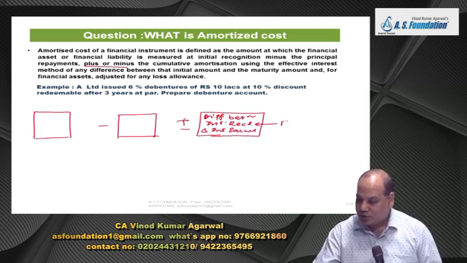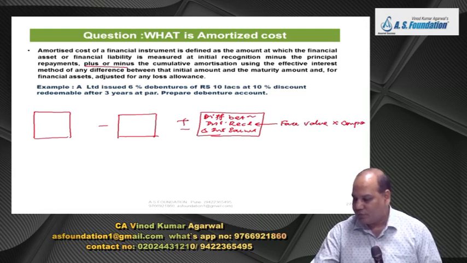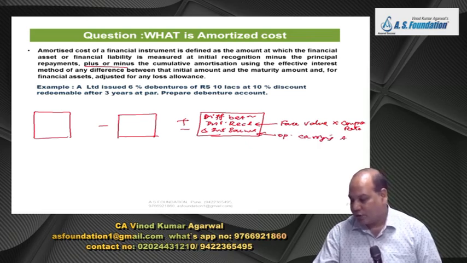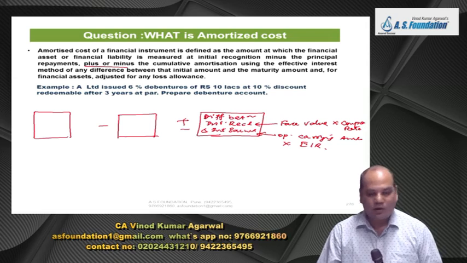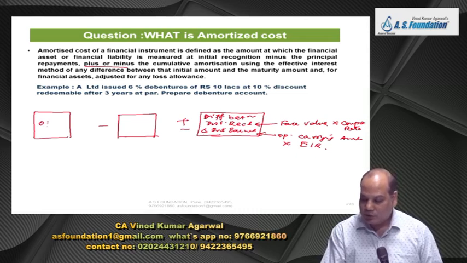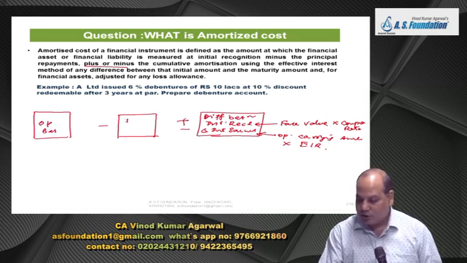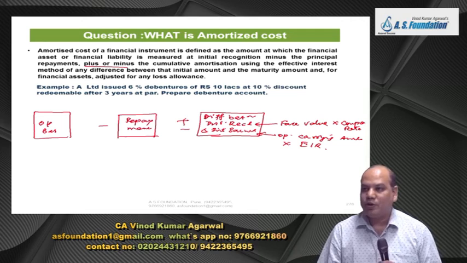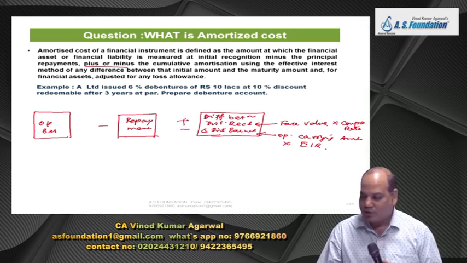Interest received is calculated as face value into coupon rate, like in bond valuation you used to do. And interest earned is opening carrying amount into effective interest rate. If both are equal, then this portion will automatically be 0. But otherwise, your opening balance minus any repayment and any adjustment for difference between interest received and interest recognized, using effective interest rate method.